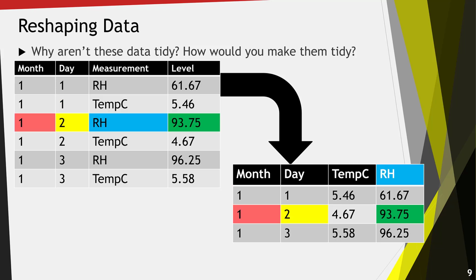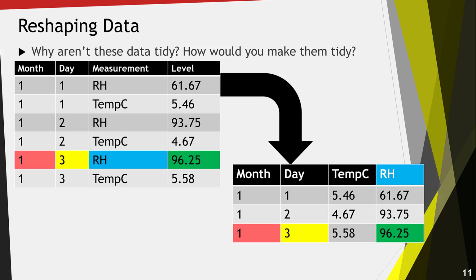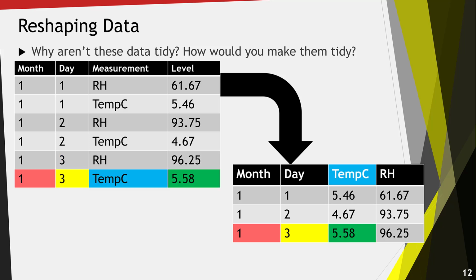For the next day of my data, I would again like to take the value for relative humidity, the 93.75, and put that in an RH column corresponding to month 1, day 2, and likewise include the temperature information for month 1, day 2 as well. And then I would do these exact same things for the third day of the month, again pulling the relative humidity information from one row and the temperature information from another row.